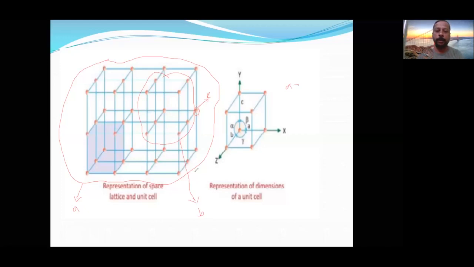Whereas B is constituted by repeating this portion only. See, this is repeated here, this is repeated here, this is repeated here. Likewise, the same thing is repeated again and again to get this huge structure. So that's why this is called a unit cell. B is a unit cell, and it is made up of small particles. Those small particles are C.